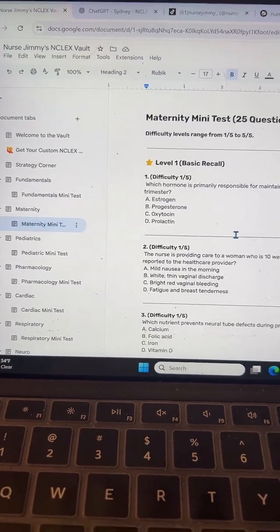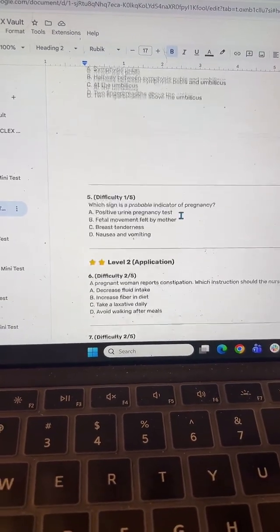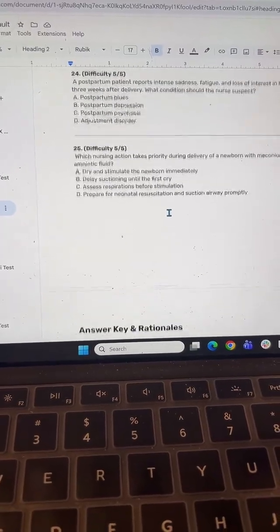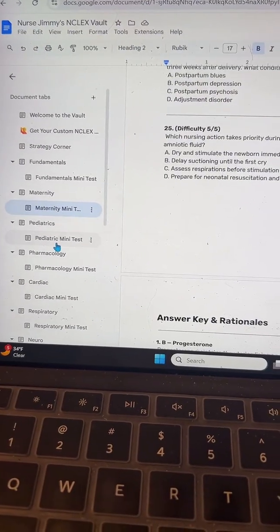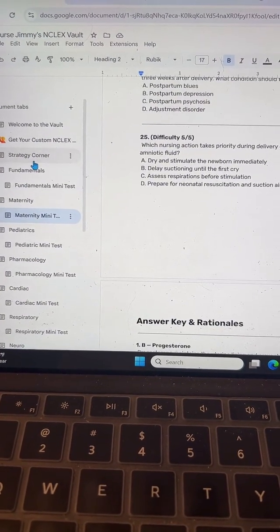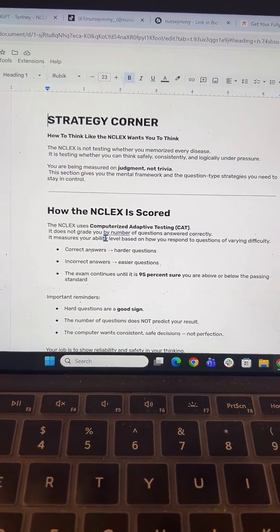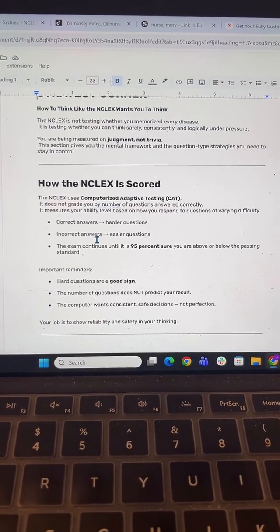And then look at the end of each section. There's a little mini quiz, 25 questions of increasing difficulty, just to test your comprehension there. Do not miss or overlook the strategy corner here either, guys. This is specific.